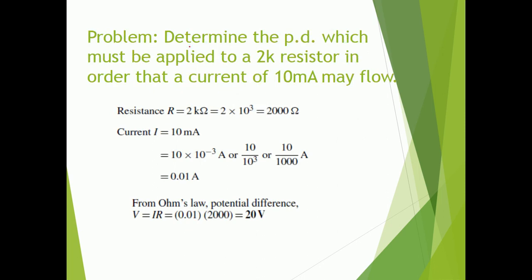Next example, determine the potential difference which must be applied to a 2 kilo ohm resistor in order that a current of 10 milliampere may flow. So first of all, resistance is 2 kilo ohm. So kilo means 10 raised to the power of 3. Current is 10 milliampere, so milli means 10 raised to the power of minus 3. So now with the help of Ohm's law, V is equal to IR, which comes out to be 20 volts.